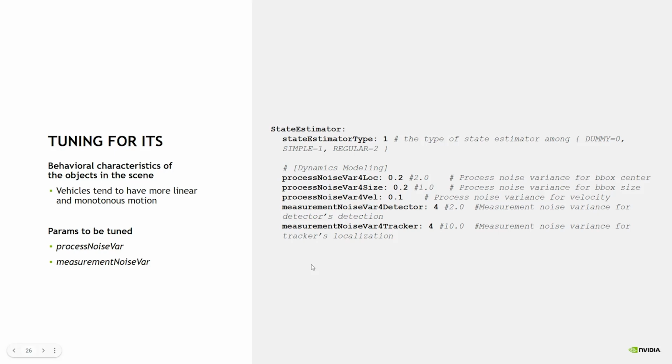The process noise variance for location was 2.0 by default. So let's try 0.2, which is 10 times smaller. The process noise variance for size was 1.0 by default. So let's try 0.2 as well, which is now 5 times smaller. The default measurement noise variance for the detector was 5 times smaller than that for the tracker, but we saw that the detector doesn't seem to be very reliable for this particular video. So let's make them the same.